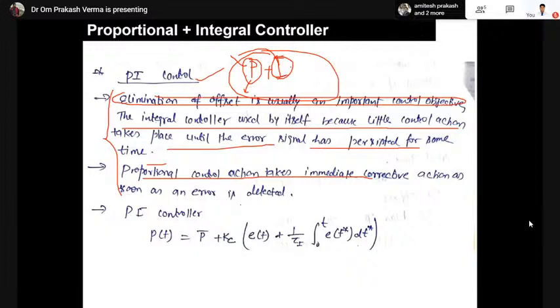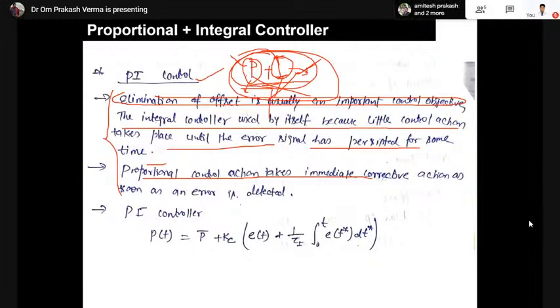Whereas the integral controller has the problem of sluggishness, but it improves the steady state error problem. So when you combine both, it means it will speed up, and the integral controller will improve the steady state error. The combination of both improves the overall system.